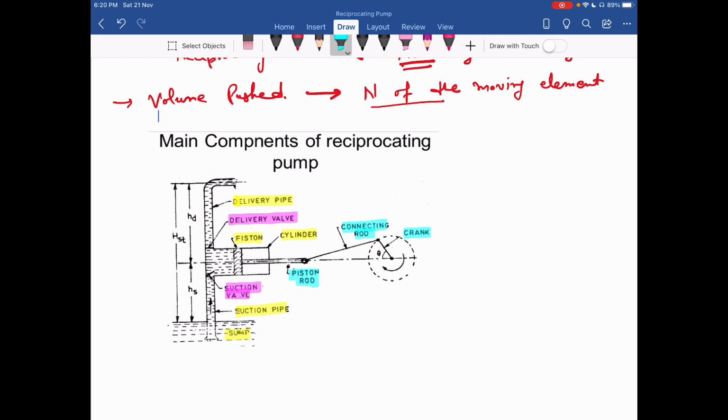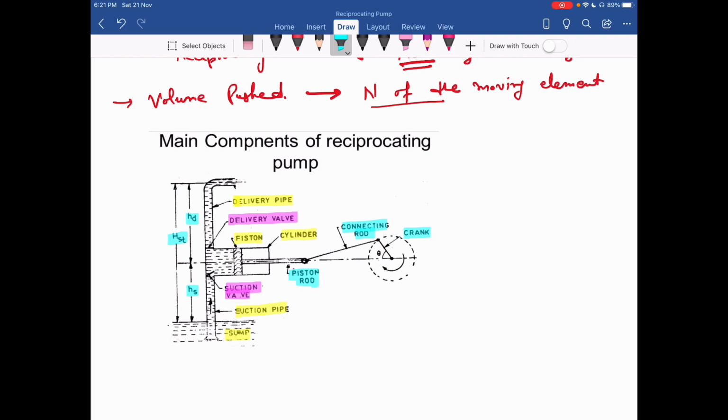Accordingly, we have the heads over here. One is the suction head, which you can see is from the sump level to the center of the cylinder. And another one is the delivery head, HD, from the center level to the higher point where we have to deliver the liquid. So these are the two heads, and the sum of suction head and delivery head is called the static head.